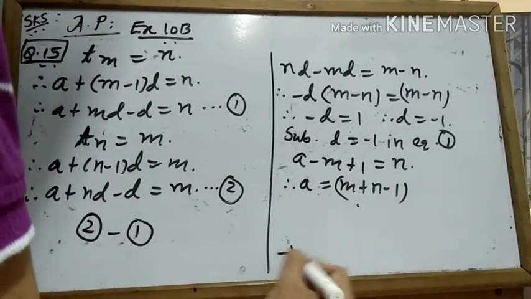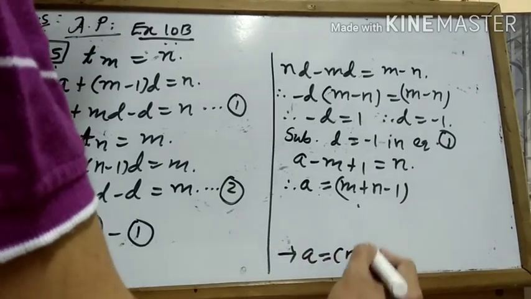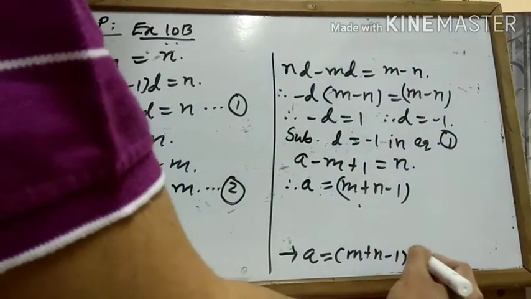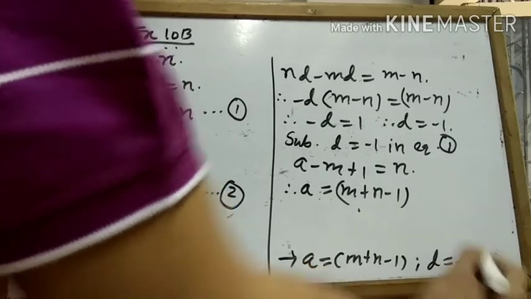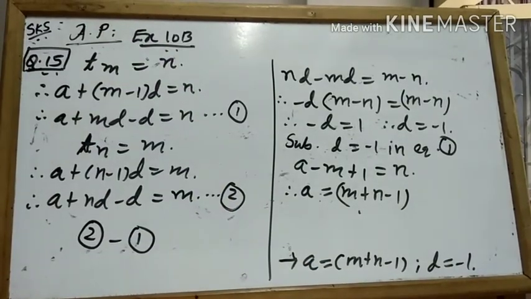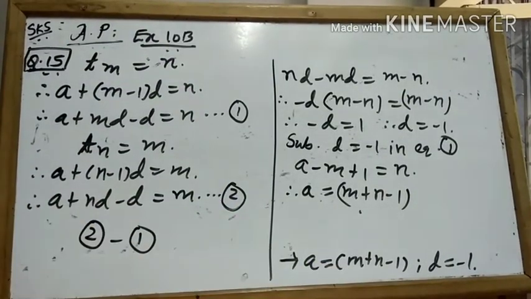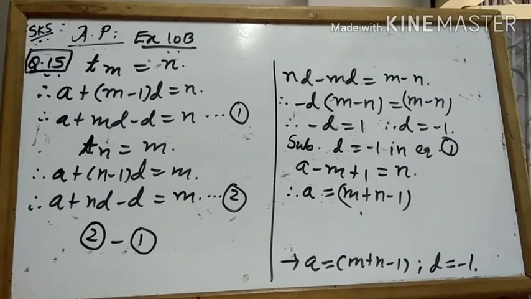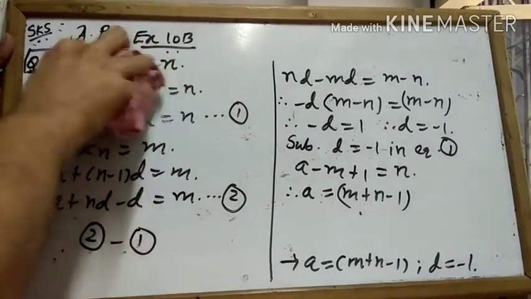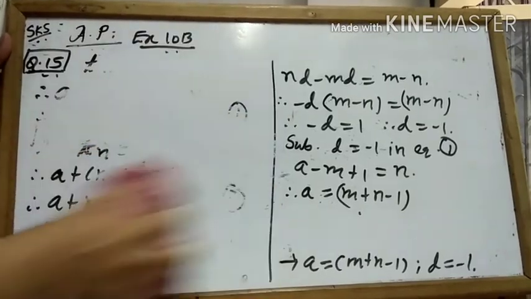So these are the two very important conclusions we made. You need not write it down separately. This is for our reference because I'm cleaning up the board and I have shorter space over here. So I have got two results: the value of a is equal to m plus n minus 1 and d is equal to negative 1. These are the two results we got.